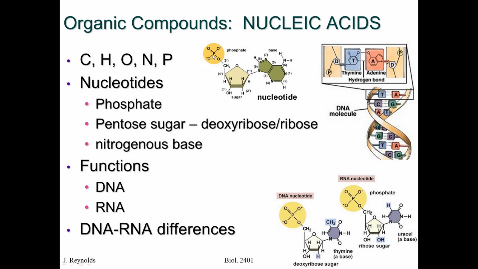Phosphate, phosphorus with oxygens. That phosphate group is attached to a sugar. This is a pentose sugar. It's either going to be ribose or deoxyribose. And that sugar is covalently bonded to a nitrogenous base, which you see in kind of an olive green. Those are the three components of a nucleotide: phosphate, sugar, base. All covalent bonding that you see here between all these atoms.